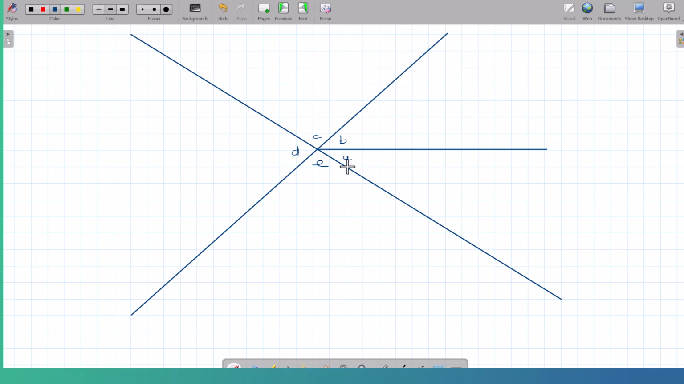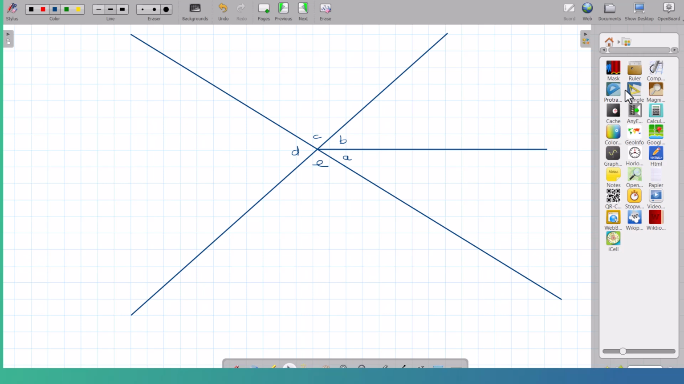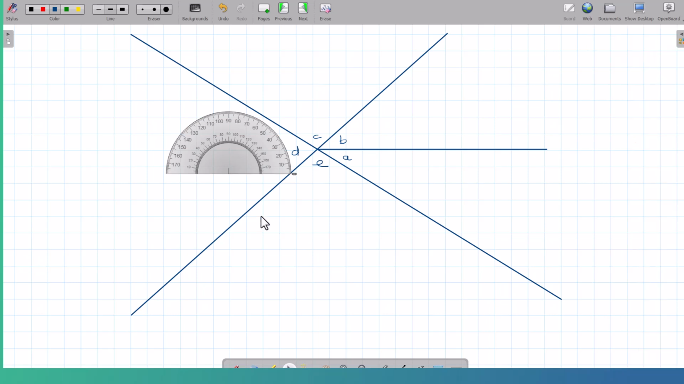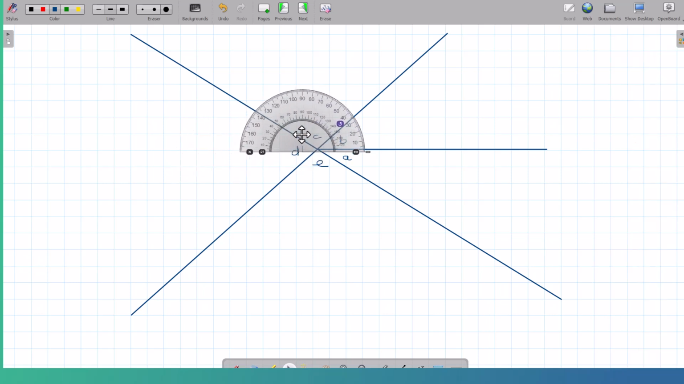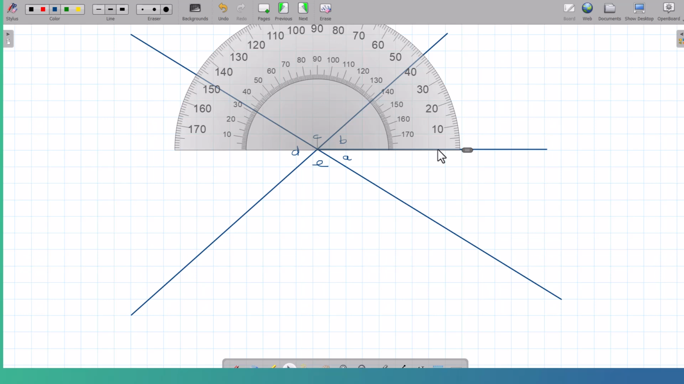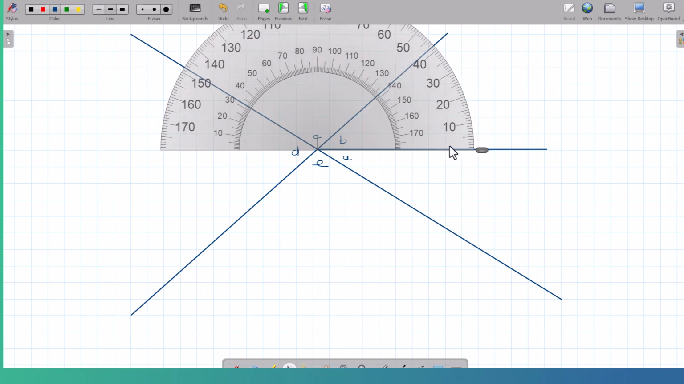Now what we are going to do, we're going to get our protractor again. Bring it like this. The center of the protractor must be at the vertex. I'm going to put it here. Now I'm going to make it a little bit bigger for you guys to see properly. So from here, I want to measure the first angle B.